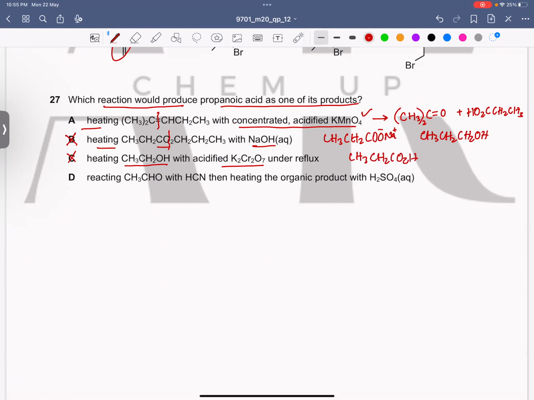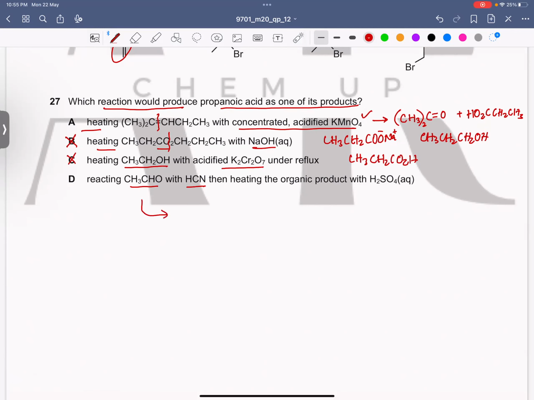So C goes wrong. Reacting an aldehyde with HCN, it would give you hydroxynitrile first, OH, H, and C triple bond N. And when adding a sulfuric acid, as they have said, that nitrile turns into carboxylic acid, but it is still not forming propanoic acid. Instead, it is forming hydroxypropanoic acid. So D goes wrong as well. In only A, we are getting the propanoic acid. Is this clear to everyone?